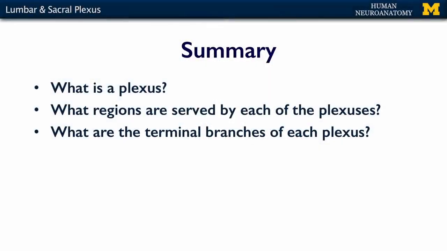So, what's a plexus? What regions are served by each of these plexuses? And then what are the terminal branches of each of these plexuses? So if I gave you a long list of nerve names, I would want you to be able to sort them into the appropriate plexus and understand the basic coming together of the ventral primary rami and then the splitting apart into their terminal branches. If you're ready for that, then you're ready for the assessment.